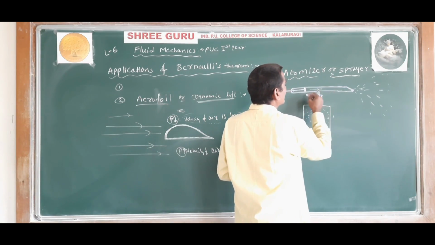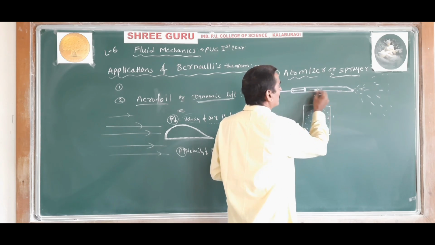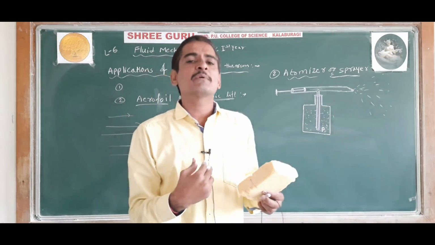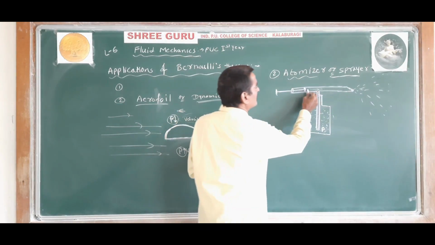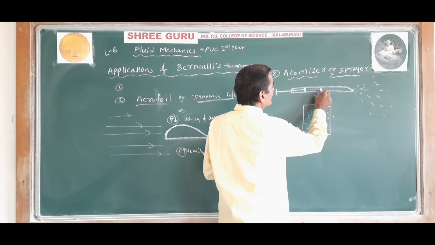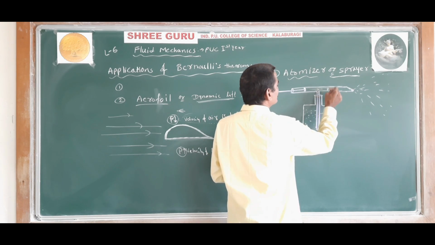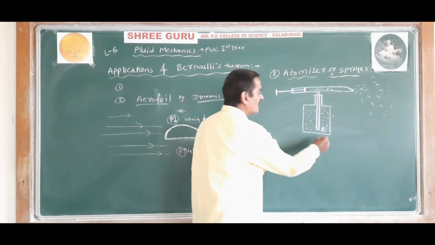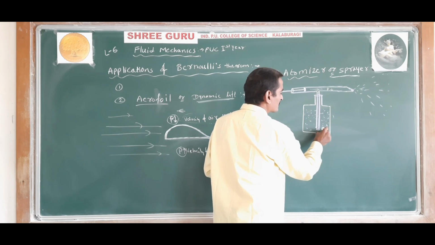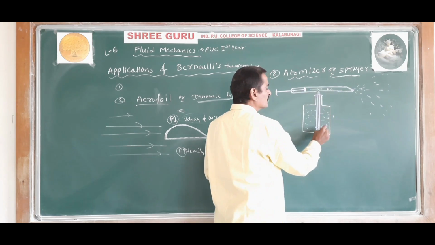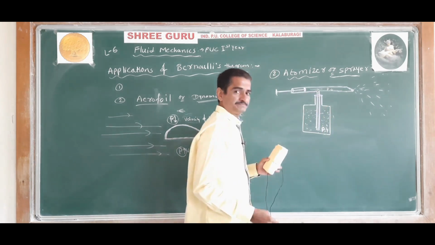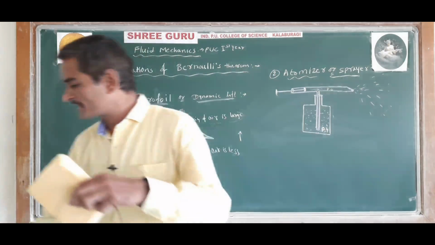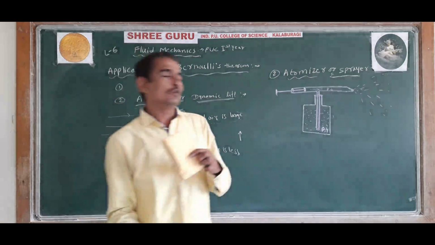A large velocity air is created in this horizontal tube. As a result of that, the velocity of the air will be very large here. So when the velocity of air is very large, the pressure at this point will decrease, and pressure here is more. So here pressure is more, here pressure is less. So the fluid will move upward. A fluid moves from higher pressure region to lower pressure region.